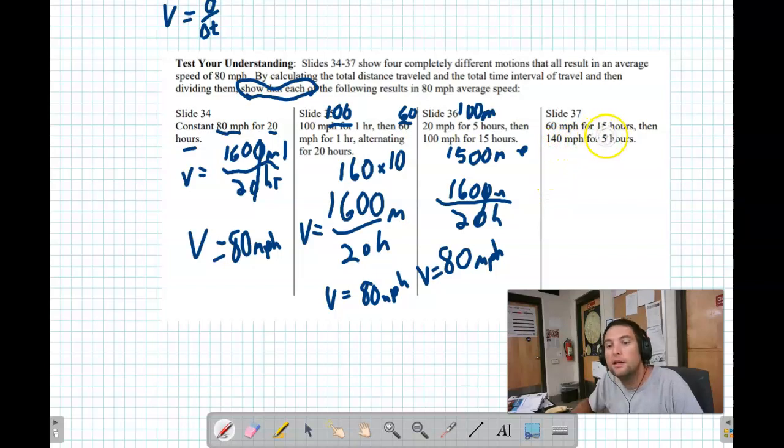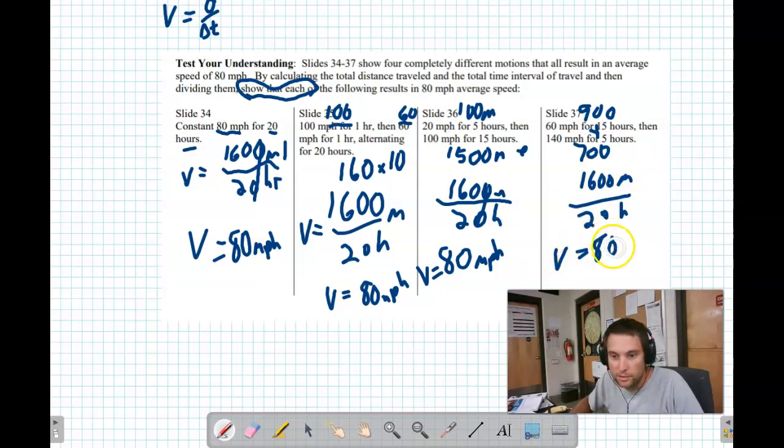60 miles an hour for 15 hours. 60 times 15. Oh, that's going to be 900. And then 140 miles per hour for 5 hours is going to be 700. 900 plus 700 gives us 1,600 total miles divided by 20 hours. So our velocity is 80 miles per hour.